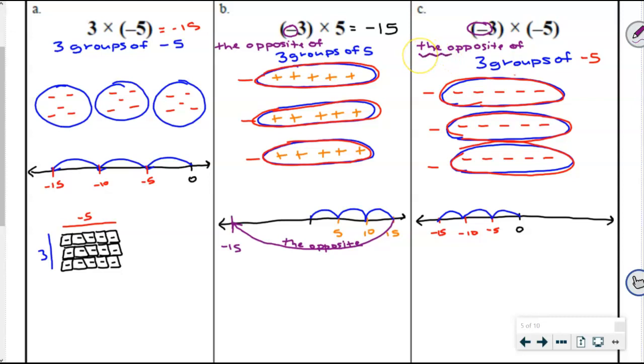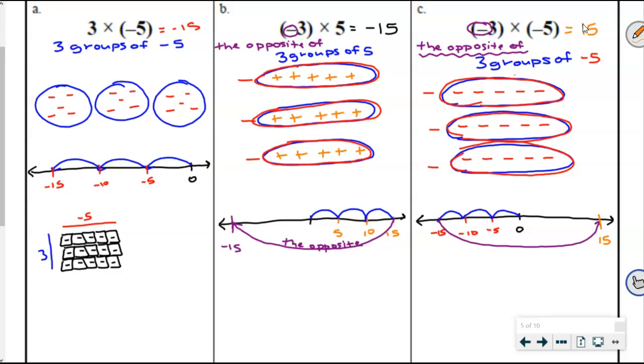Now I need to go to the opposite of that. So if I'm at negative 15, I need to go to the opposite side of that number line where I am going to see a positive 15. The opposite of negative 15 is a positive 15. So the opposite of 3 groups of negative 5 is equal to a positive 15.